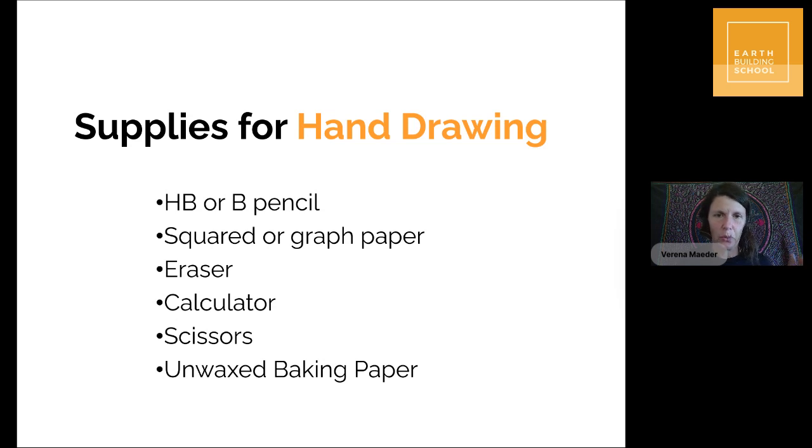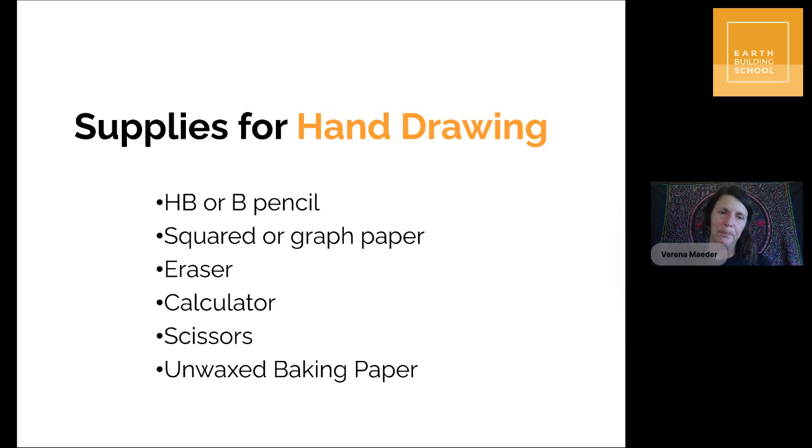You will need square or graph paper. And I suggest you get a soft enough pencil, because it's easier to sketch with a softer pencil. So HB or B pencils and an eraser. You might want a calculator, but for a 10 square meter building, that's often not really required. And then I would suggest you also get scissors, because I'll show you in a moment what you can do with the scissors.